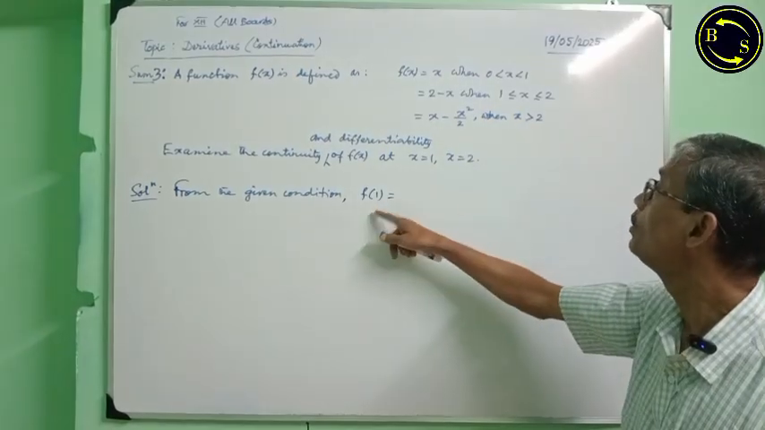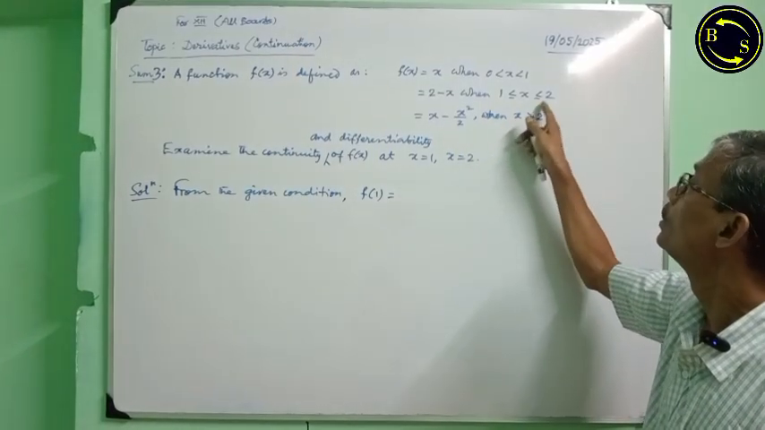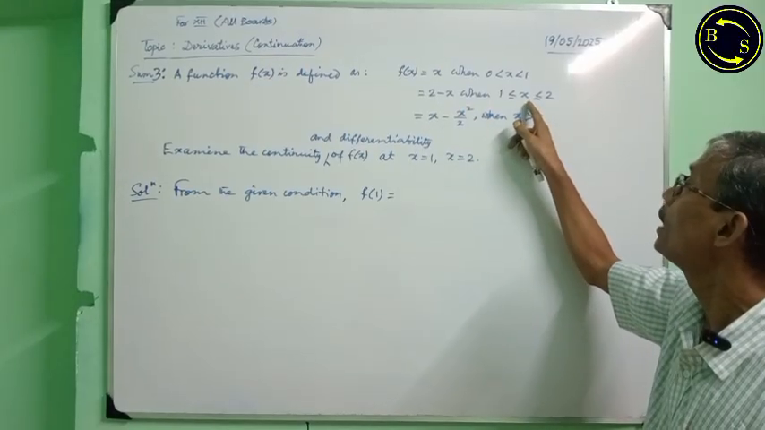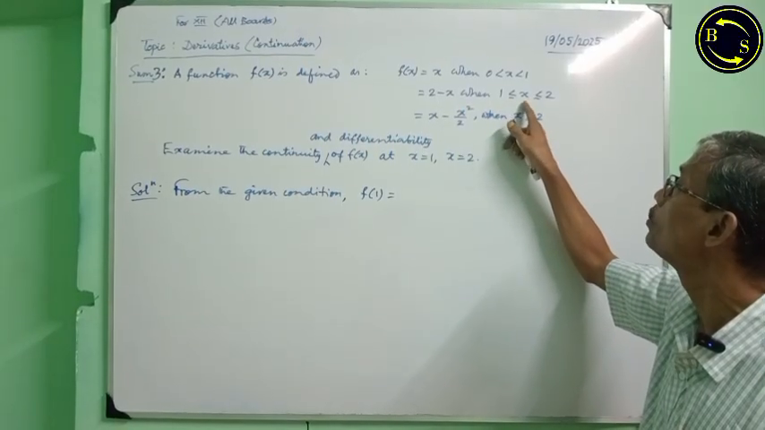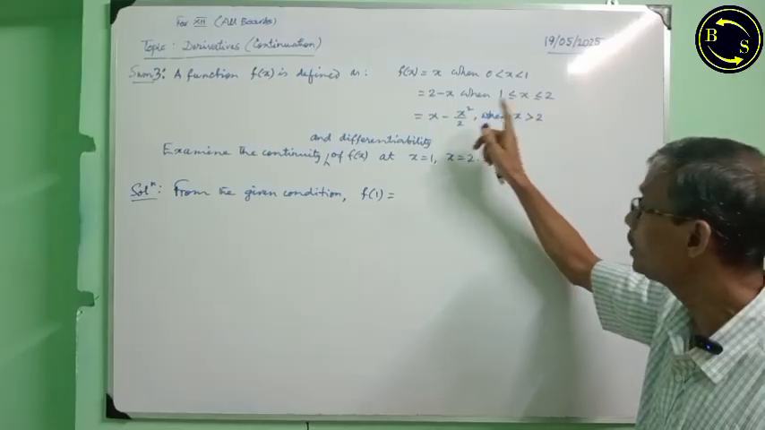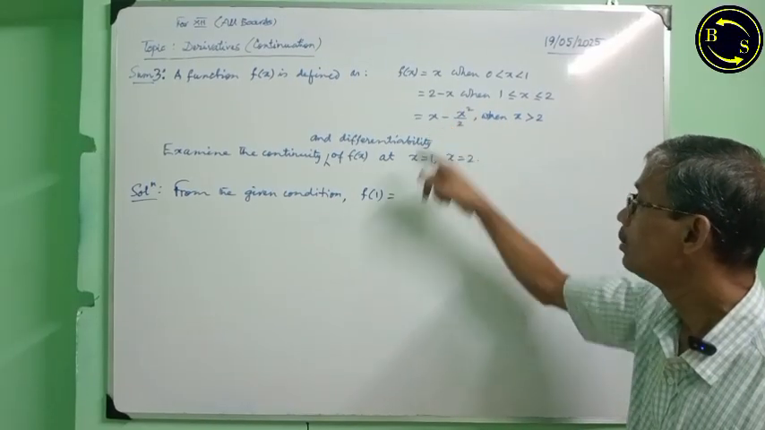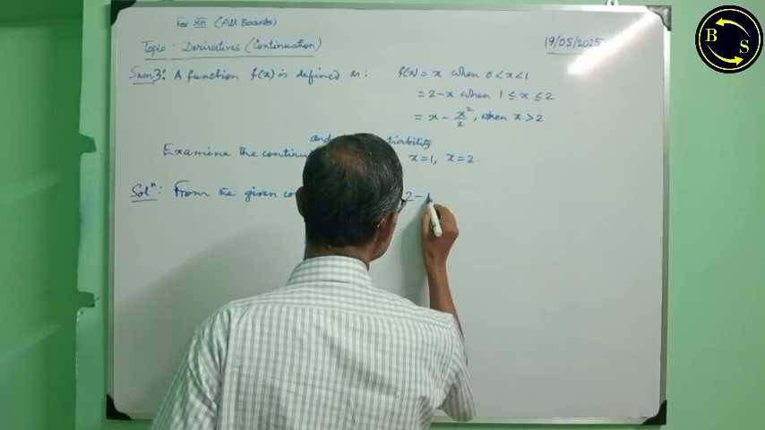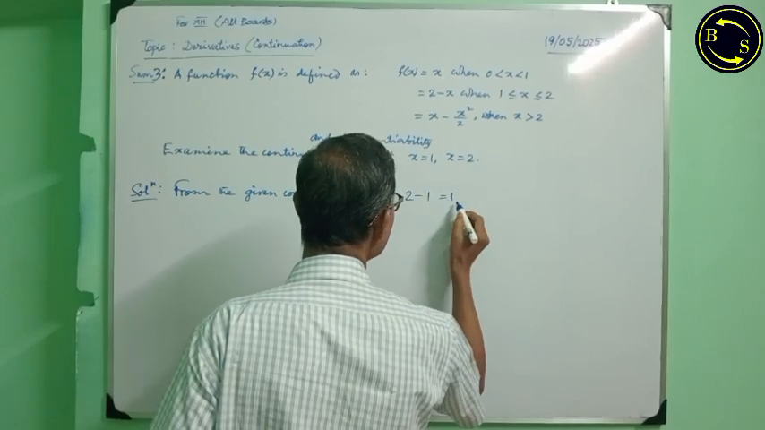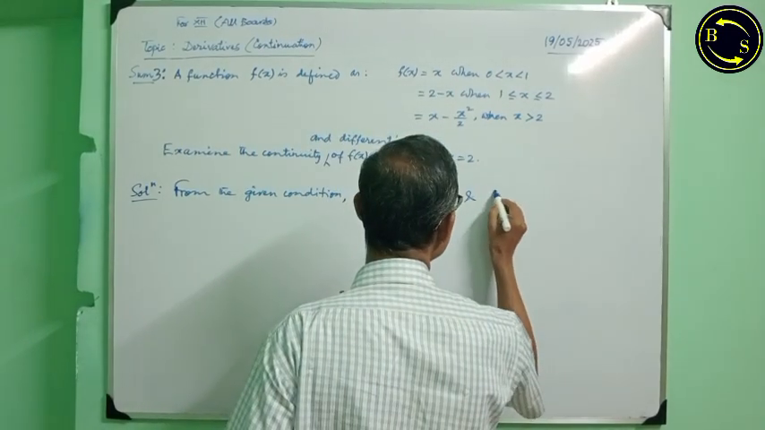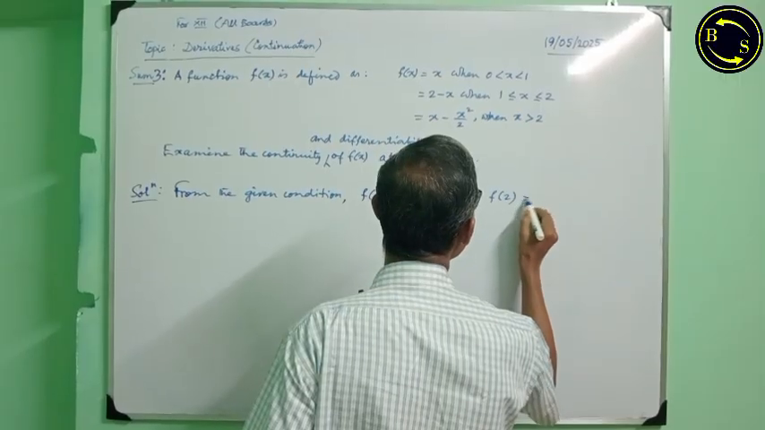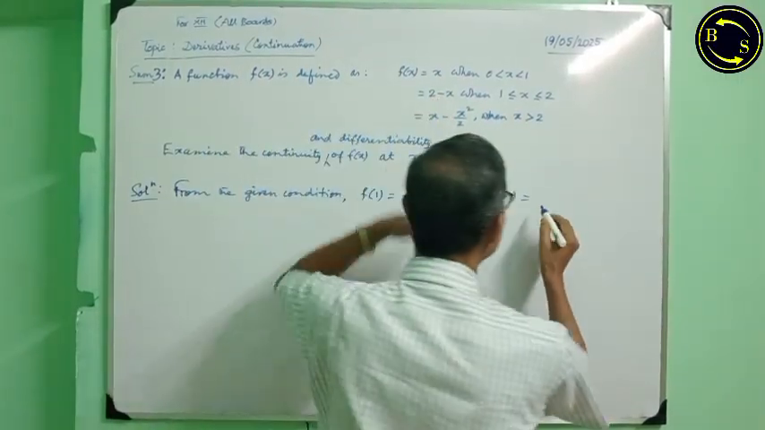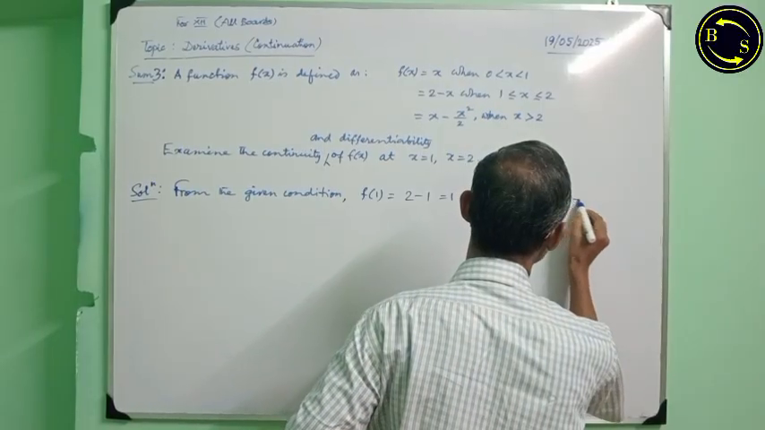For getting f1, we have to use the value of fx, this one, as in this case the interval is 1 less than or equal to x less than or equal to 2. Therefore, putting x equal to 1 here, we get f1 as 2 minus 1, that is equal to 1, and f2 will also be determined from that, 2 minus 2 is equal to 0.